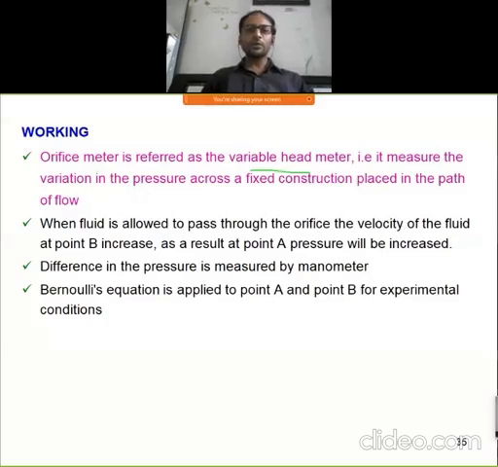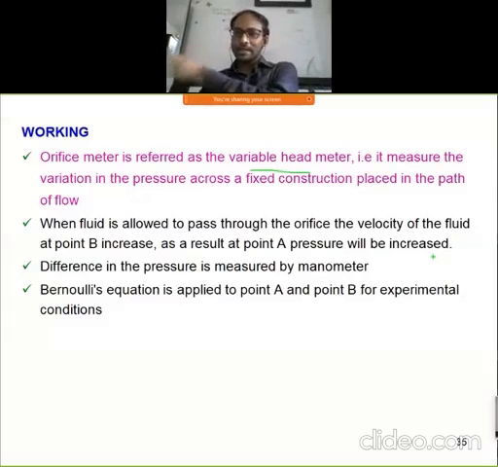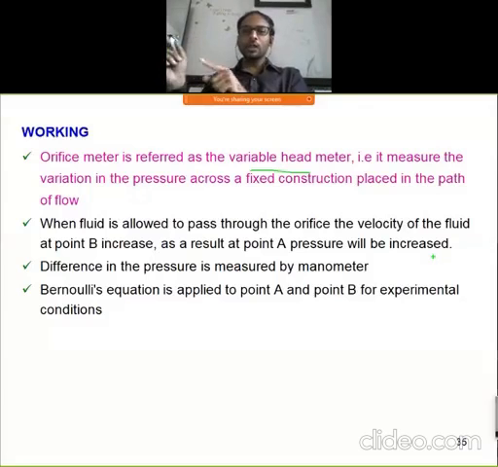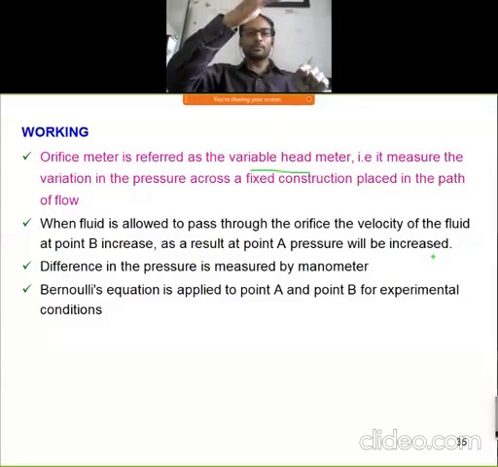When this fluid is allowed to pass through the orifice, the velocity of liquid at point B increases. When your fluid passes from upstream to downstream, velocity increases, and as velocity increases, pressure head decreases with respect to the upstream point. So at point B velocity increases and pressure decreases, and at point A velocity decreases and pressure increases.